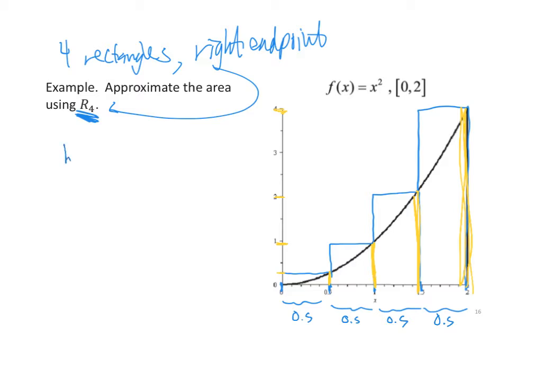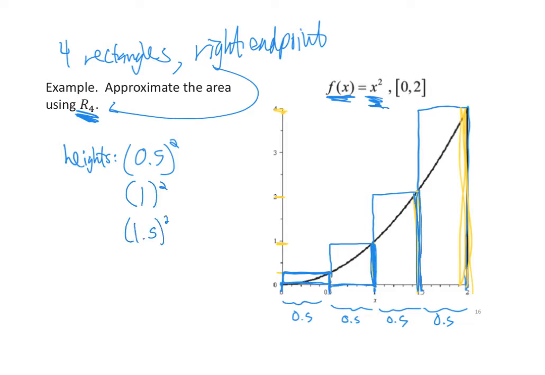What are my heights? What are the heights of the rectangles? Well, I have this function f of x, which is given by the formula x squared. The height of this rectangle is whatever 0.5 is when I plug it into this function. So it's going to be 0.5 squared, because that's what my function is. You plug x in, you square it. The second rectangle has a height of whatever you get when you plug 1 into this function. So that's 1 squared. And this height will be 1.5 squared, and this last height will be 2 squared.